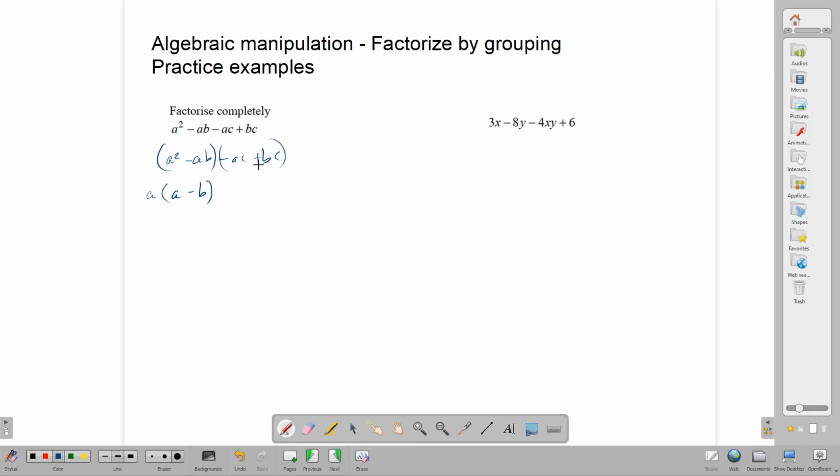In this bracket, we notice that the c is common. So we're going to write our c. Notice also that this first term is negative, and this factor will take the sign of the first term. So we write minus c. We now divide. Negative ac divided by negative c gives us a positive a, and a positive bc divided by a negative c gives us a negative b.